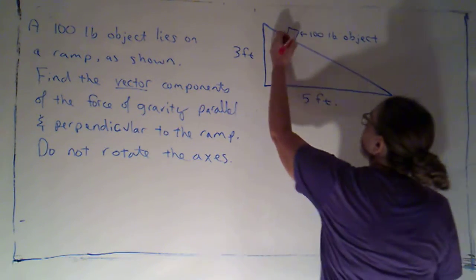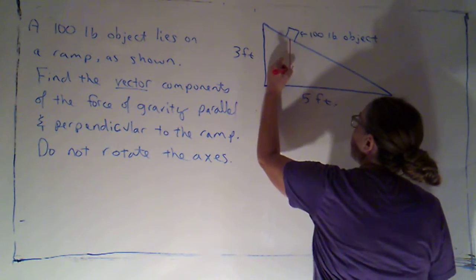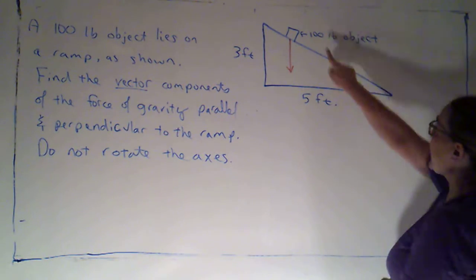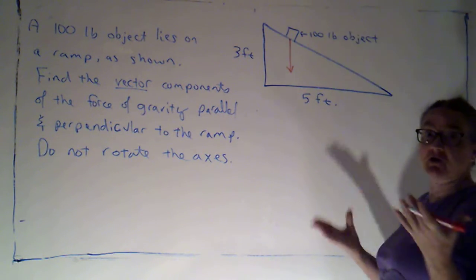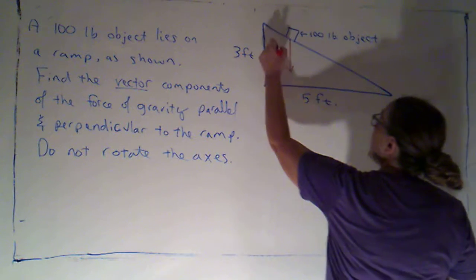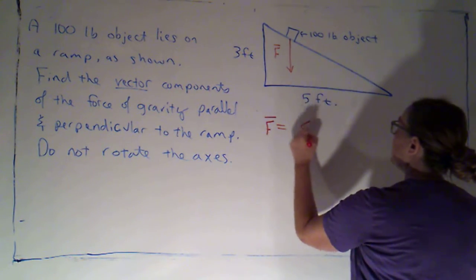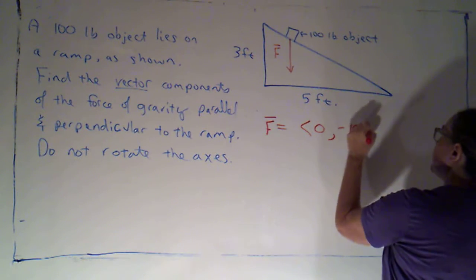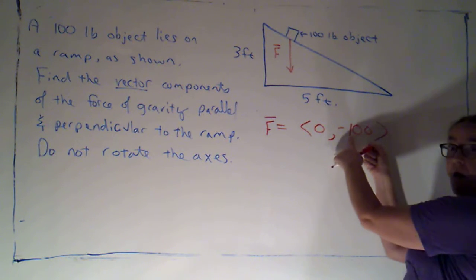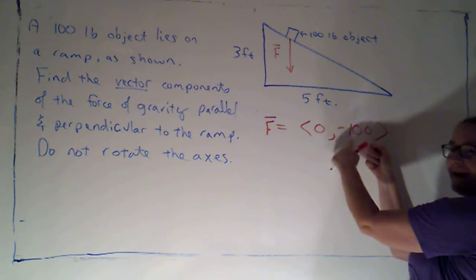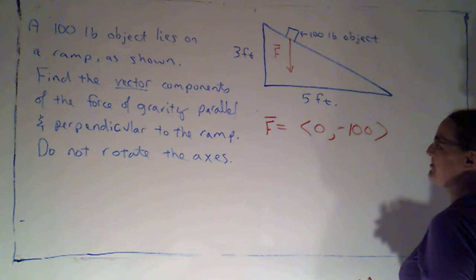So of course the force of gravity is going to be acting straight down. And the magnitude of the force of gravity is just the weight of the object. So I can call this vector F here for the force of gravity, and that's just going to be 0, negative 100. All of the magnitude comes from the y component, which is acting straight down.